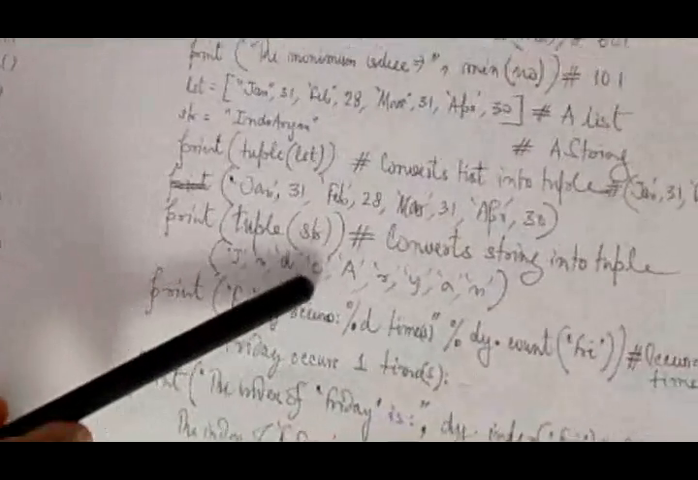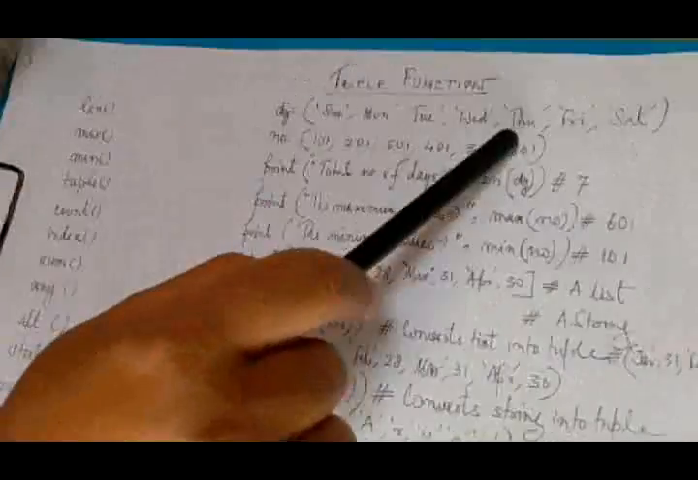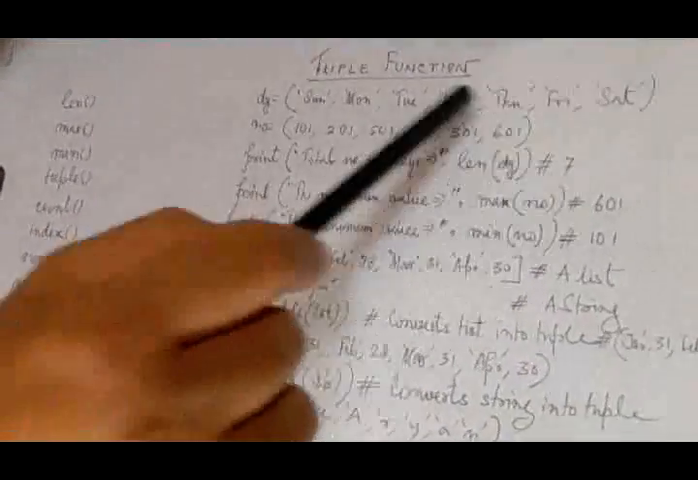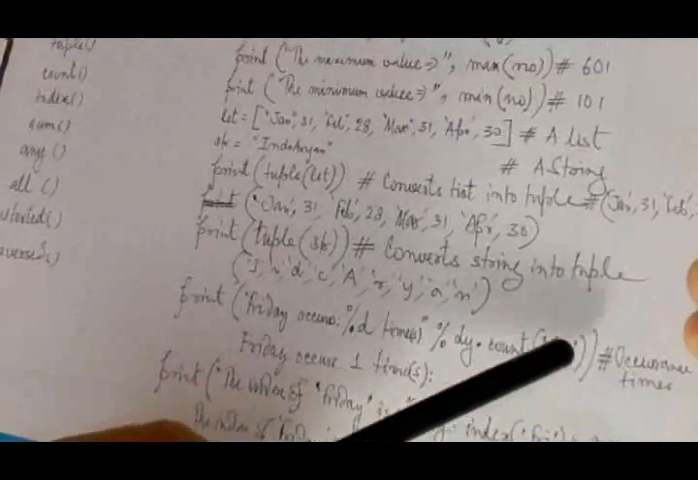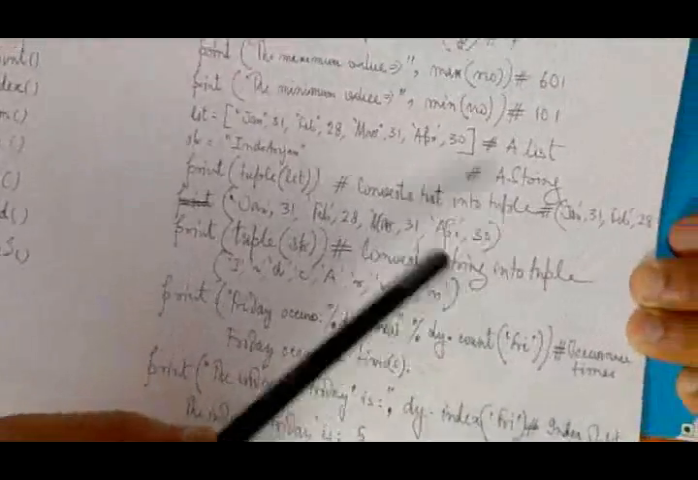Print Friday occurs this many times. You know the function of this percentage sign: the value which comes there will be printed here. Then times, percentage sign, dy count. Count will be applicable on the dy values. Remember what the dy values are and what the no values are. And the dy value FRI: how many times is this value present in dy? Naturally here it is one time.